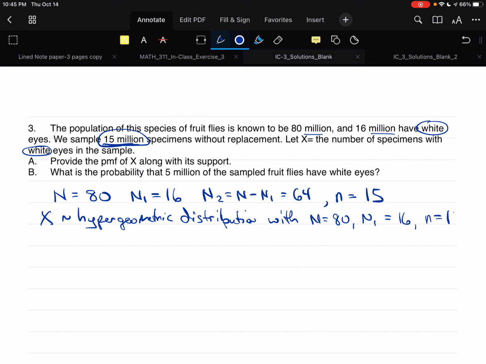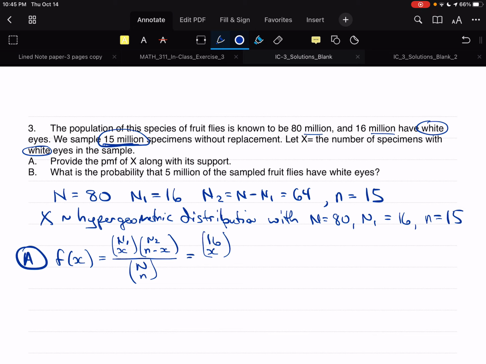All right. Okay. So that means the PMF of x, f of x, is equal to, if you remember, N1 choose x times N2 choose n minus x, that's little n minus x, divided by capital N choose little n. And so this is 16 choose x times 64 choose 15 minus x, divided by 80 choose 15.